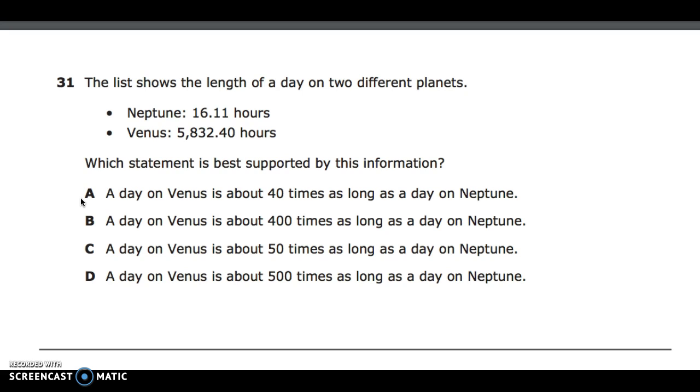Number 31. The list shows the length of a day on 2 different planets. Neptune, 16 and 1100 hours. Venus, 5,832 and 40 hours. Which statement is best supported by this information? A. A day on Venus is about 40 times as long as a day on Neptune. B. A day on Venus is about 400 times as long as a day on Neptune. C. A day on Venus is about 50 times as long as a day on Neptune. D. A day on Venus is about 500 times as long as a day on Neptune.